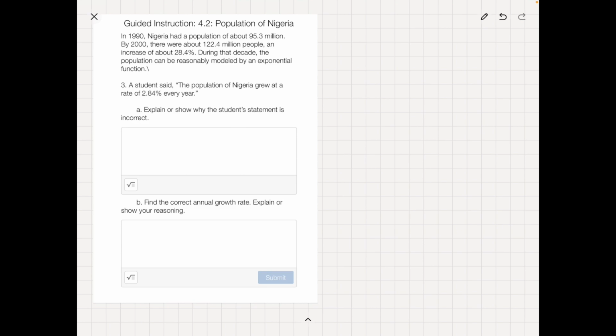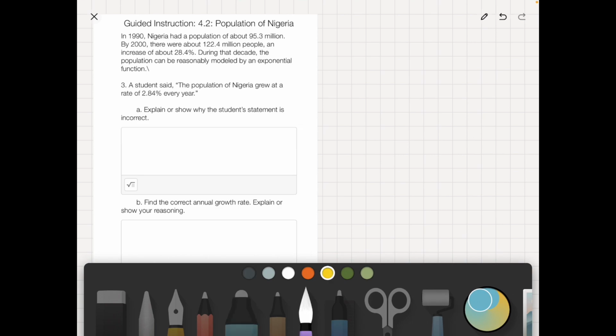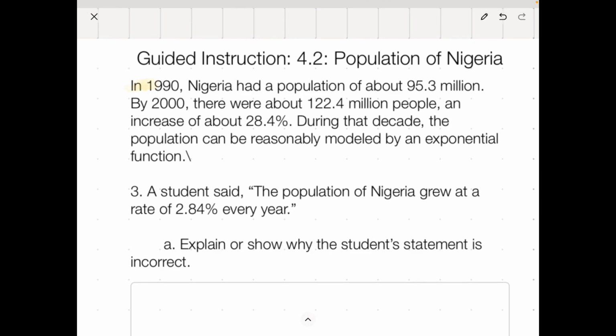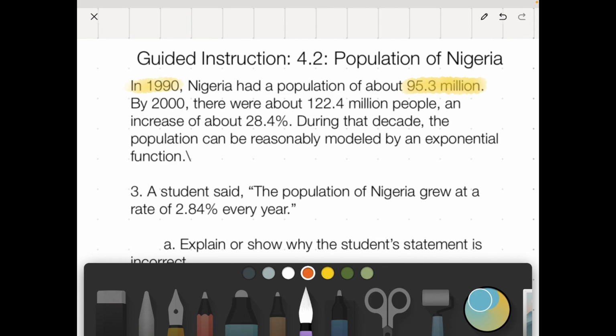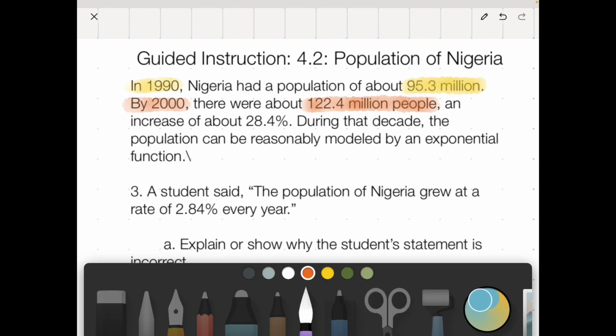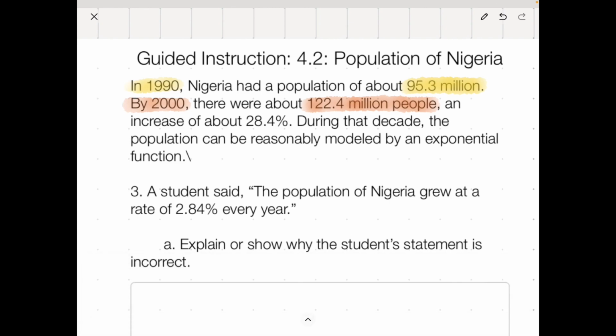Okay, so what they just told me is a few things. Let me share what they gave us here. The first thing they told us is our starting population. In the year 1990, we had 95.3 million people. So that's the beginning of our population. They also told us the end: in 2000, they had 122.4 million people. And the other thing they told us is a hint that this was an exponential function and that it had an increase of about 28.4%.